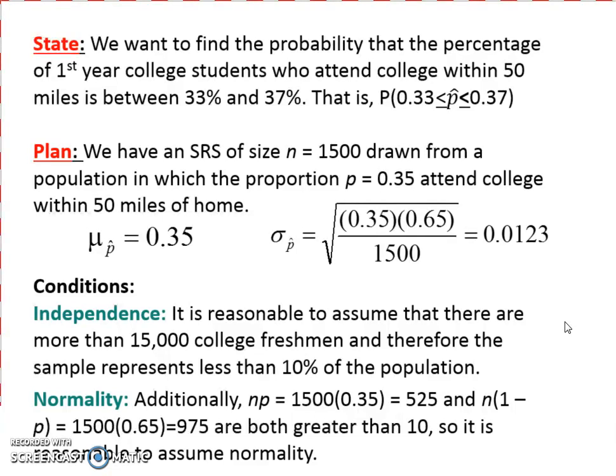As far as normality, you have to show the calculations. N times P is 525. N times 1 minus P is 975, both of which are greater than 10, so it's reasonable for us to assume normality. So we've done state, we've done plan, now we do the math.